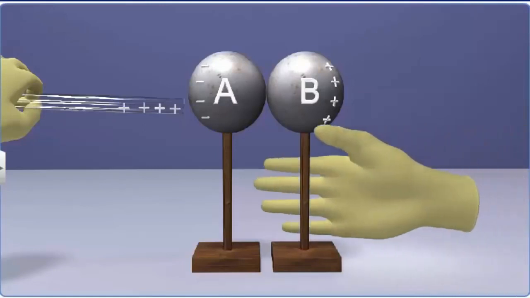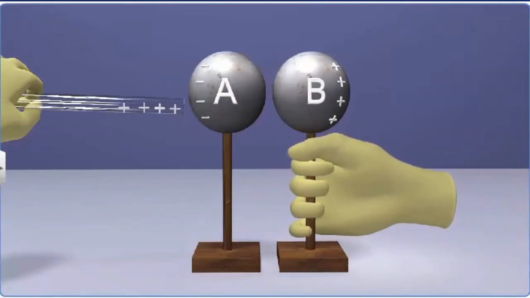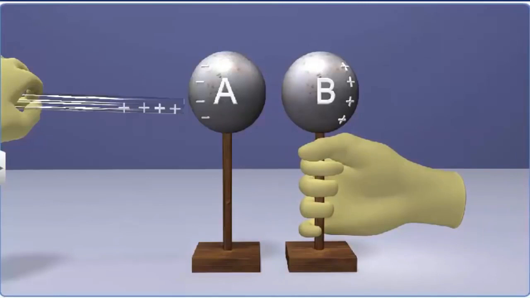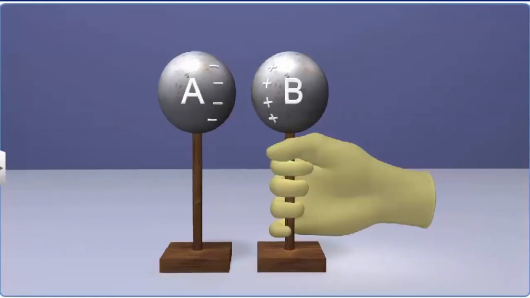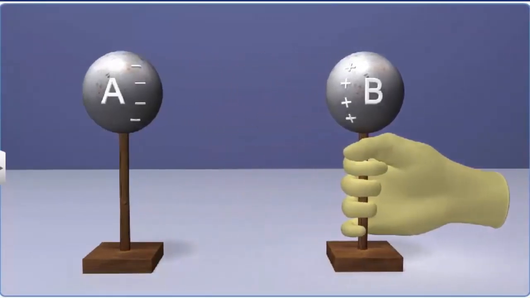Now, separate the spheres by a very small distance, keeping the charged glass rod near them. There will be a force of attraction between A and B. Then, if we move away the glass rod, sphere A will retain the negative charge, and sphere B will retain the positive charge. We observe that the excess charge on the metal spheres distributes uniformly later.